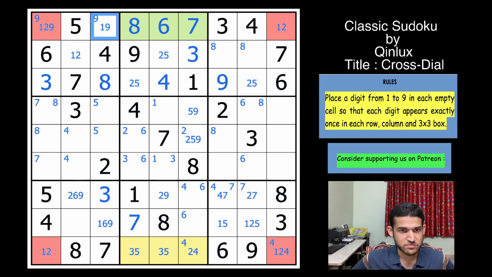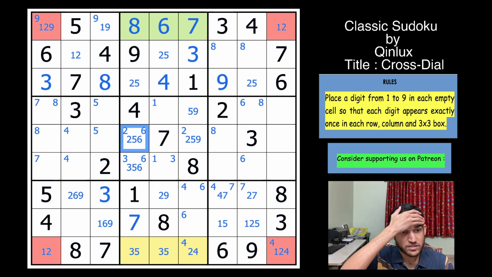Okay, I have to see something more here. Okay, I'm just making some pencil marks here. 2 3 5 6. So this is 3 5 6 and this is 2 5 6. I feel as if I found the tougher directions, but I'm not seeing something easy.